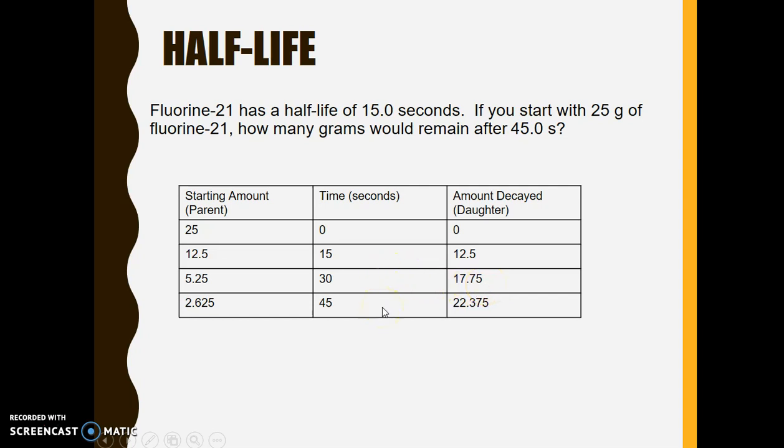15 more seconds goes by, so up to 45 seconds. Again, I'm dividing that by 2, so I got 2.625 grams remaining of the parent. Add that over here, and we have 22.375 grams of our daughter. So the answer, how many grams would remain after 45 seconds, would be 2.625 grams remaining.